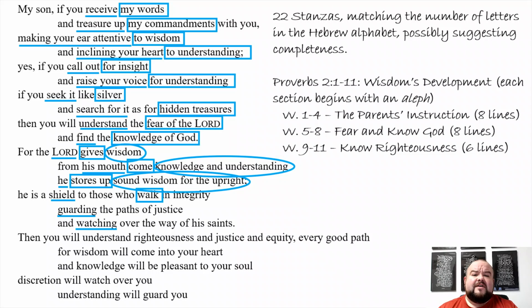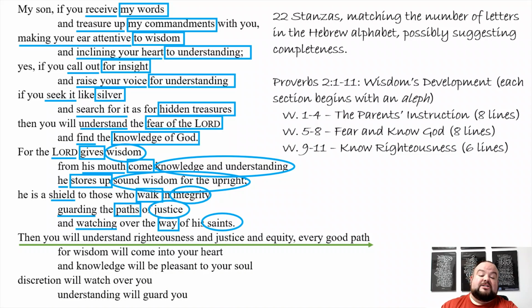And then we have the repeated theme of the path, the road that we are traveling down as we live our life. So we have paths, we have the way, those of integrity, those of justice, and those people are called saints. Then you will understand righteousness and justice and equity, every good path. I don't exactly know how to fit that into our parallel structure. Maybe he's just setting up the next two parallel lines.